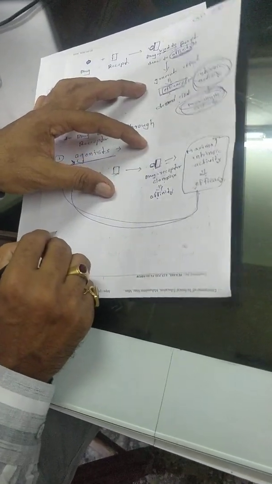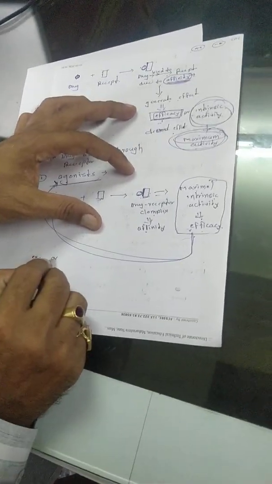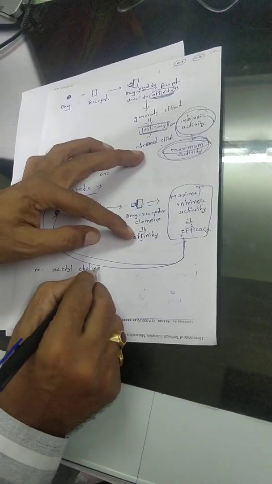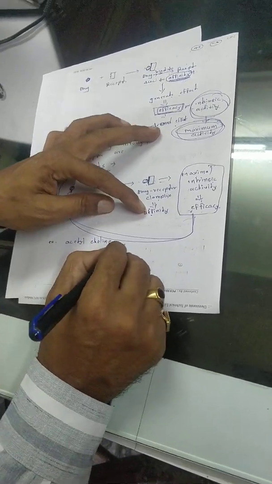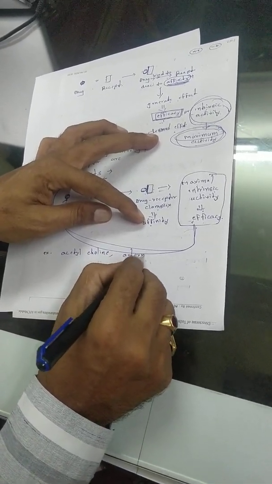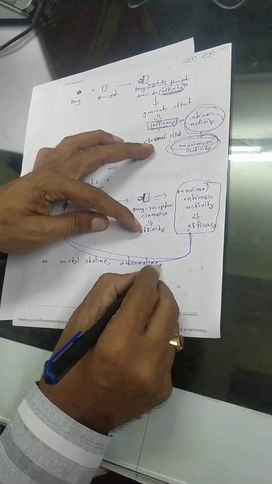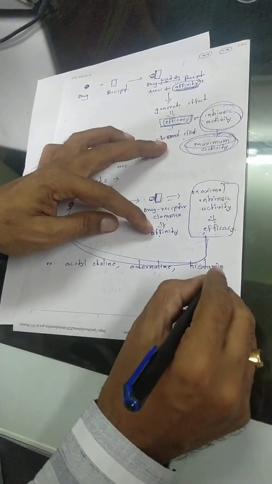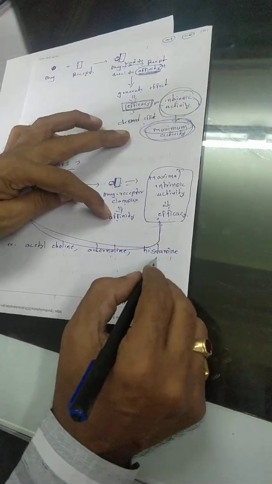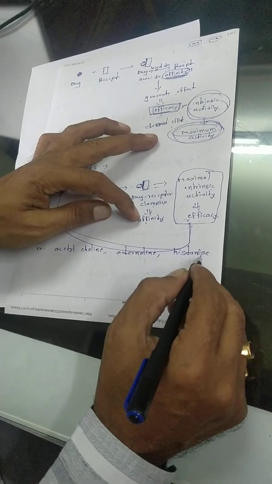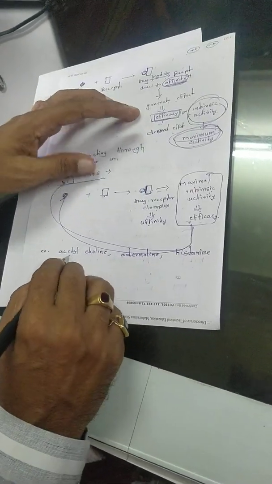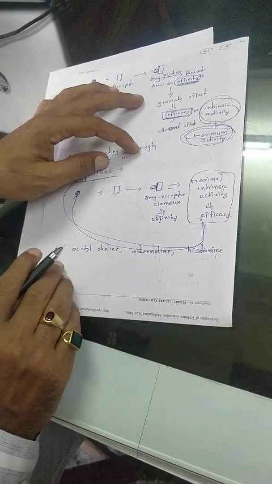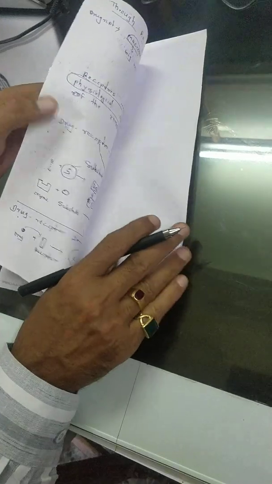Example: acetylcholine, adrenaline. These are neurotransmitters, and histamine is a biogenic amine. It acts in the body as a self remedy, also called an autacoid. These are the agonists present in your body. You understand? Agonist. Next you can see the antagonist.